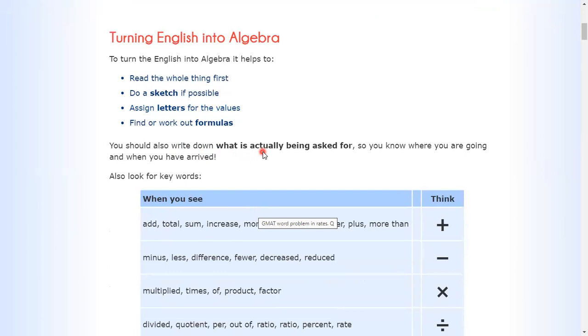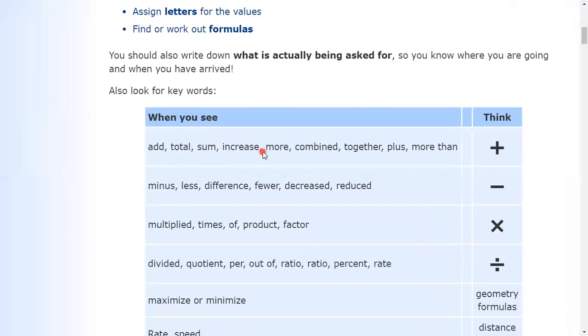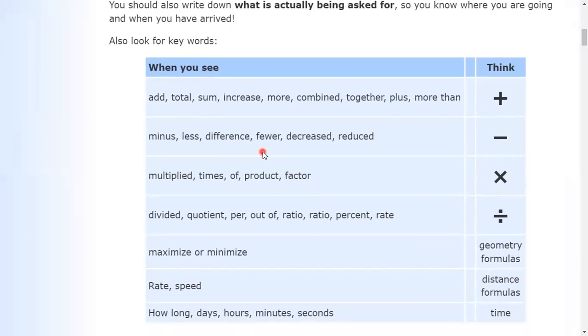In this way, you will come to know what you will have to do. Also look for keywords, which we can summarize in a way. When you see a statement with a lot of things in it, you will have to make them into mathematical form.